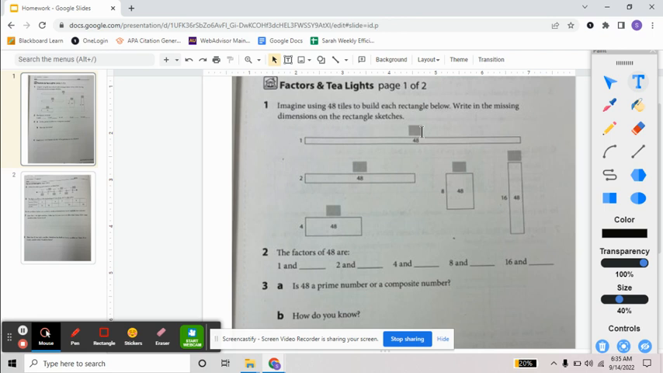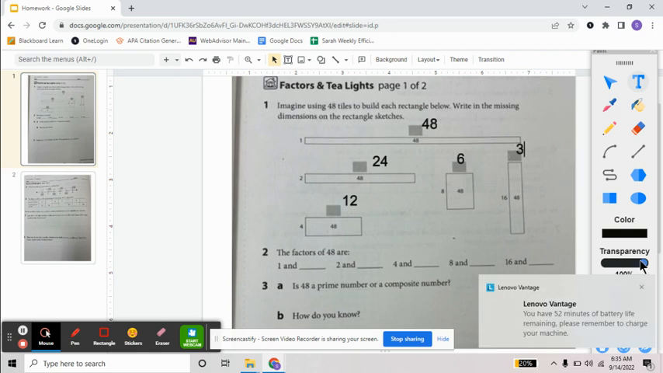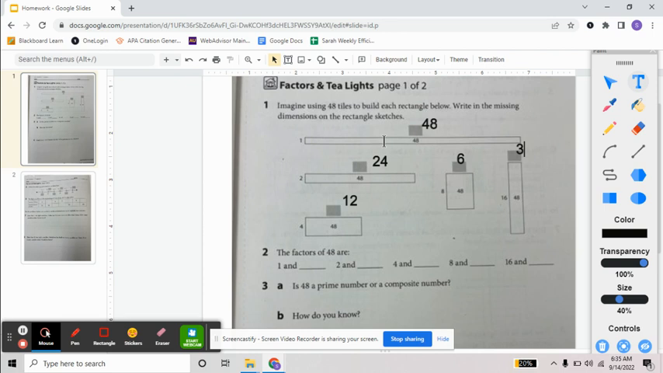is 48. 2 times a number that equals 48 is 24. 4 times a number that equals 48 is 12. 8 times a number that equals 48 is 6. 16 times a number that equals 48 is 3. So if all of these equal 48, then these are our factors.